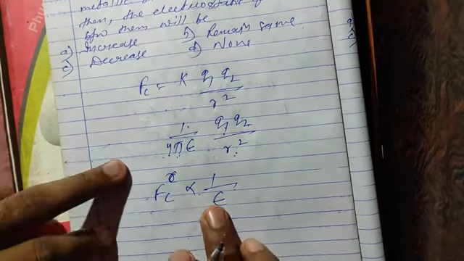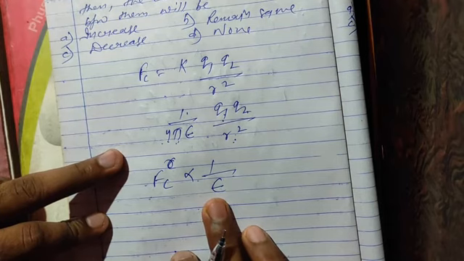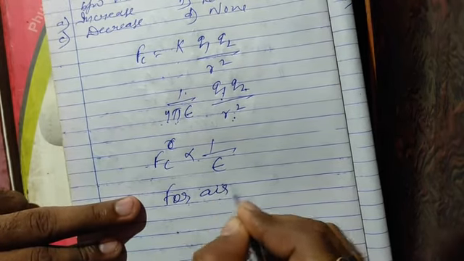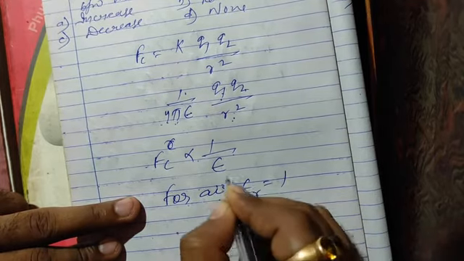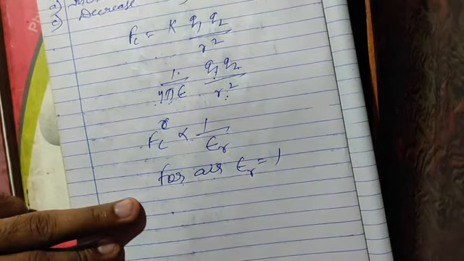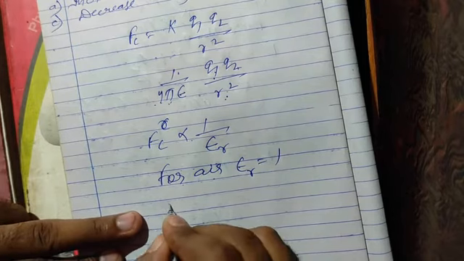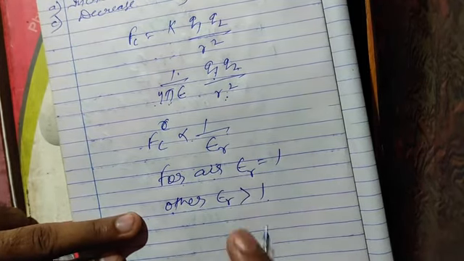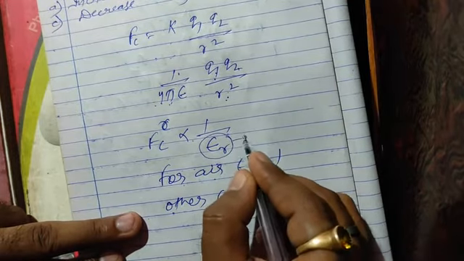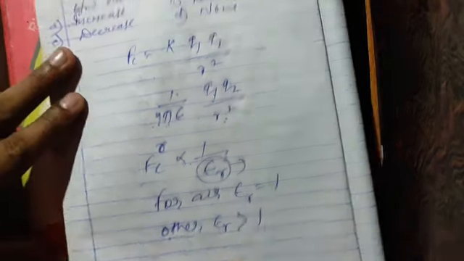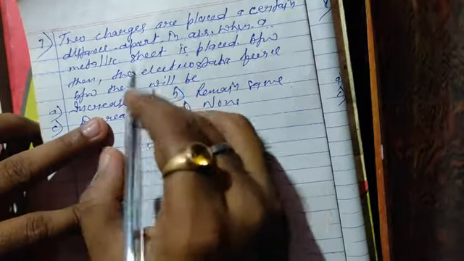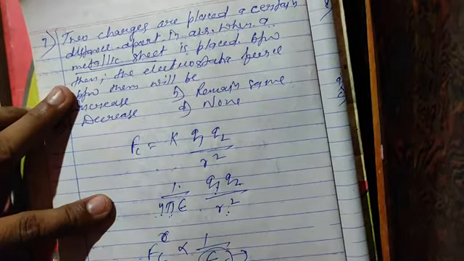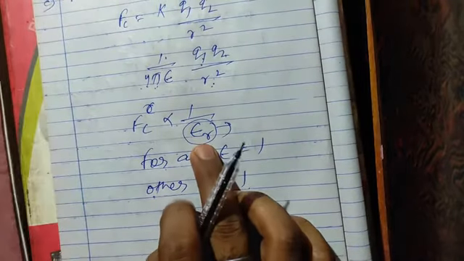It means this is the medium between the charges. And for air, we know epsilon r is equal to 1. For any other material, epsilon r is greater than 1. It means the value of epsilon r increases because we are filling a conducting material, a metallic sheet, between the charges. It means we are increasing the value of epsilon r.